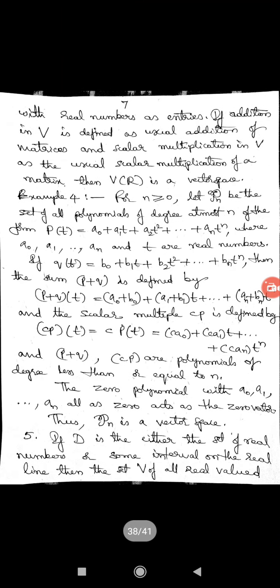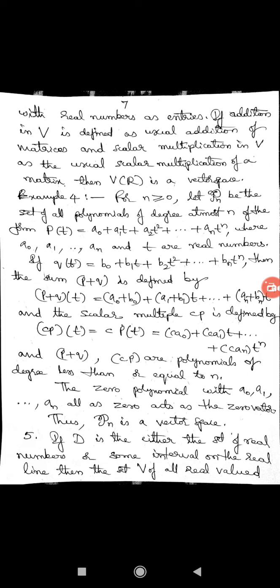So for addition in V, I am taking the usual addition of matrices, and for multiplication in V, I am taking the scalar multiplication of a matrix by a scalar. With those two operations, addition and scalar multiplication, we can show that V forms a vector space over the set R of real numbers.